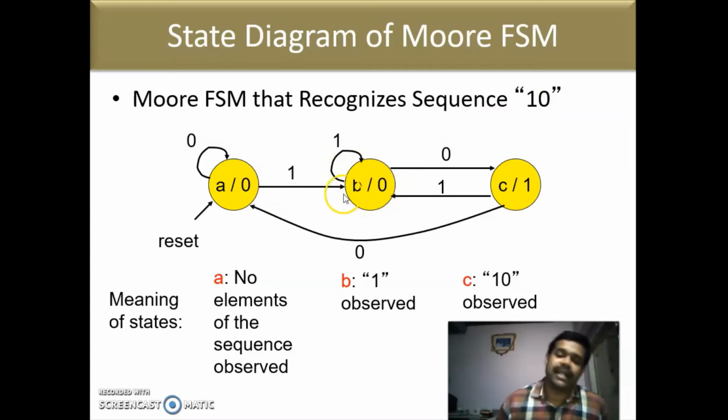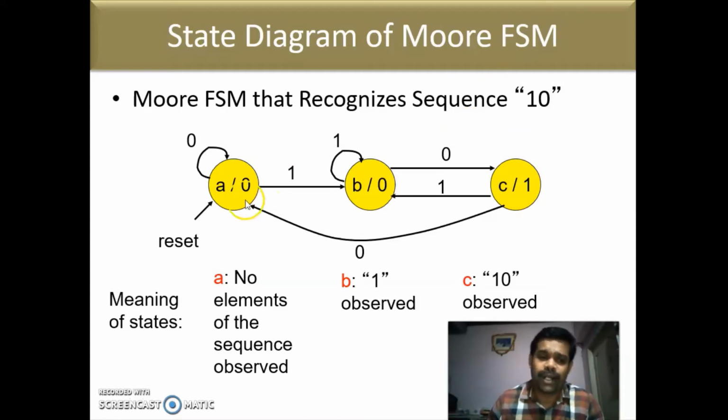So in the next state B, again you are detecting 1, so it is in the present state B. The output is 0. Here also the output is 0. Now you are detecting a 0, so you are going to C. Since we have detected the entire sequence 1 0, here the output is changing to 1. So once again, this problem is nothing but detecting the sequence 1 0.